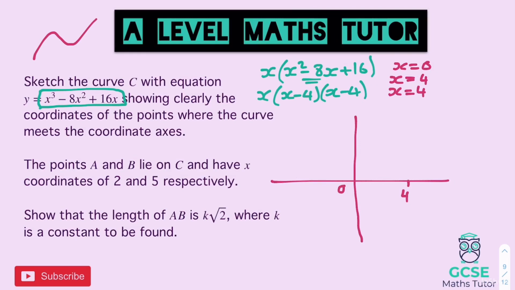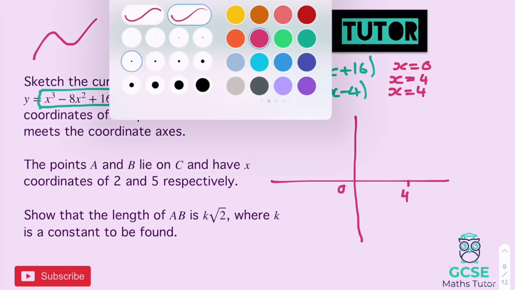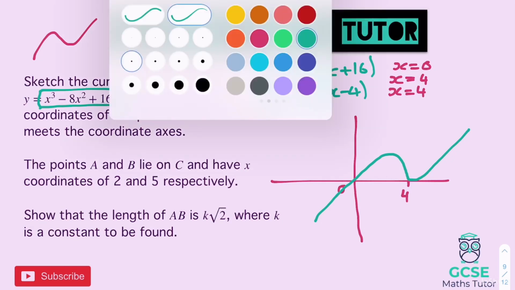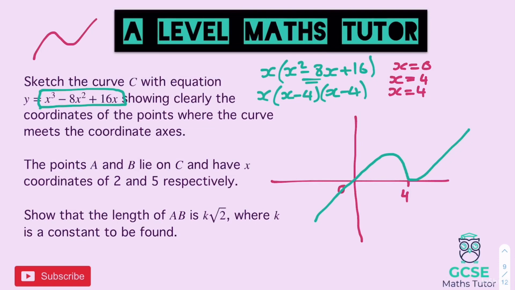So obviously it goes through 0, so let's have a think about drawing this. So it goes up through 0, it comes down to the 4, and then slopes back up again. So that's how this one's drawn. We've got a y-intercept of 0 there, and we just need to think about these points. So we've been given two coordinates now on the next bit. It says points A and B have x coordinates of 2 and 5. So let's think about where these would be. So 2 is going to be somewhere here in between the 0 and the 4.